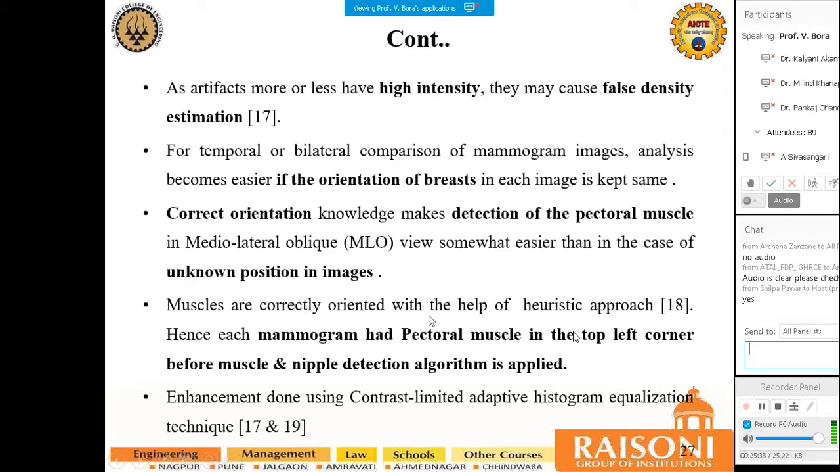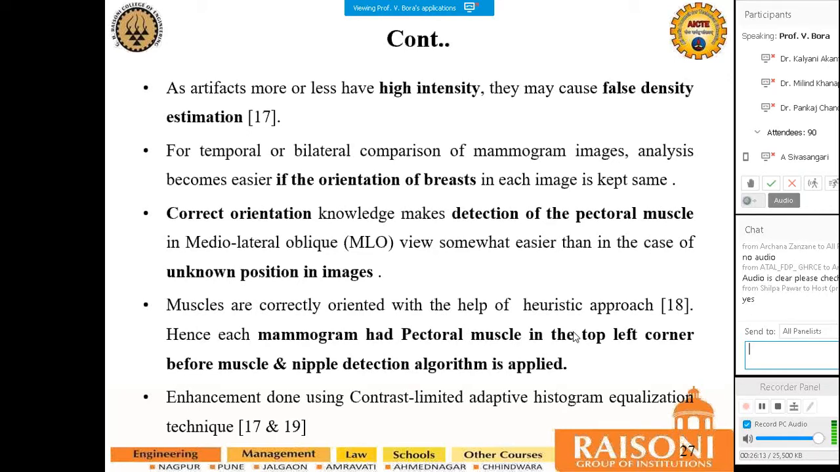By the heuristic approach, we did this by orientation. To correct the orientation, we applied the heuristic approach from reference 18. This work was done by us. So this was the correction of orientation, and hence each mammogram had the pectoral muscle in the top left corner before the muscle and nipple detection algorithm is applied. This was given in many papers: you do this orientation and always keep your mammograms in the same orientation in a CAD system. So this we had done.